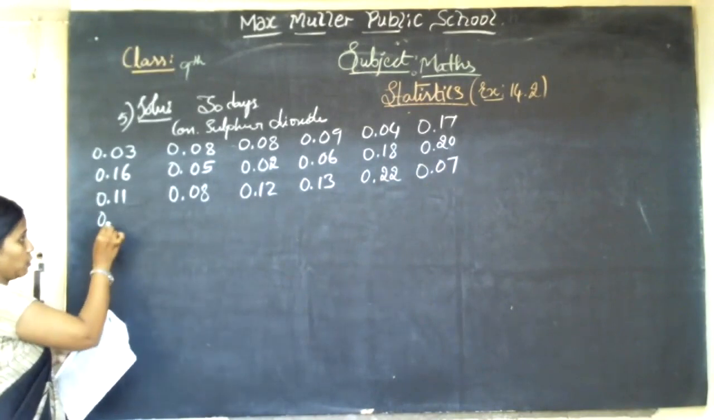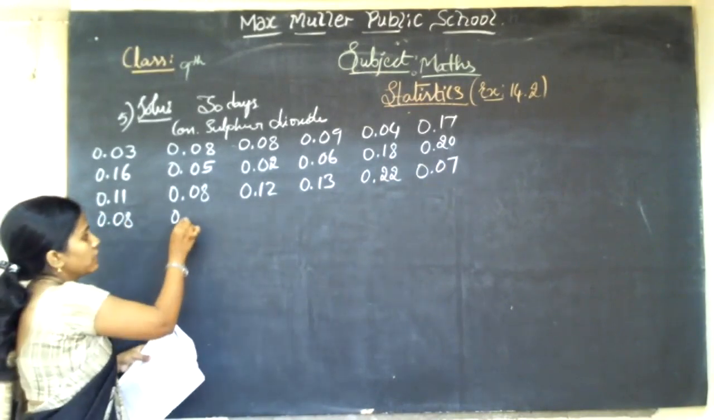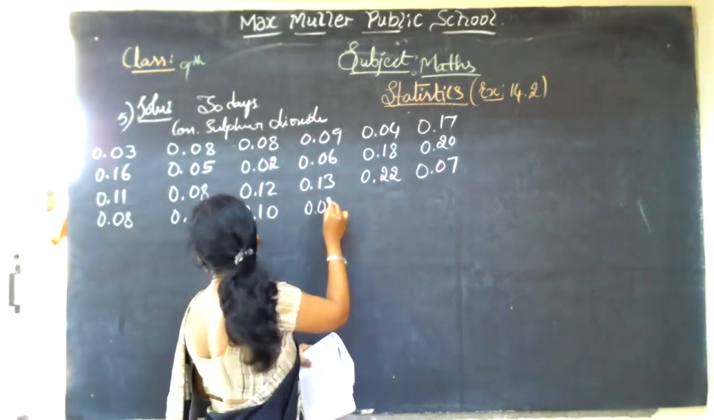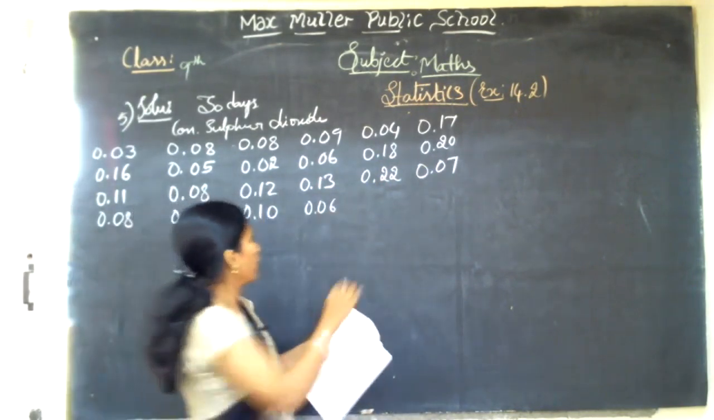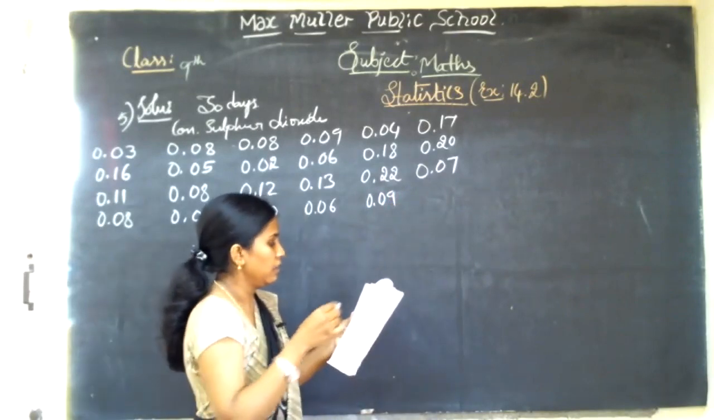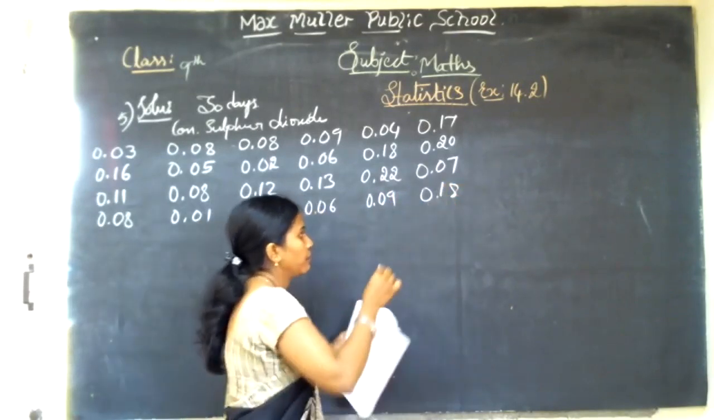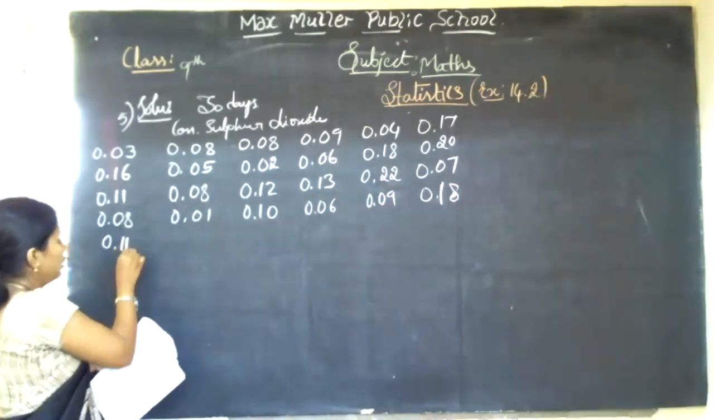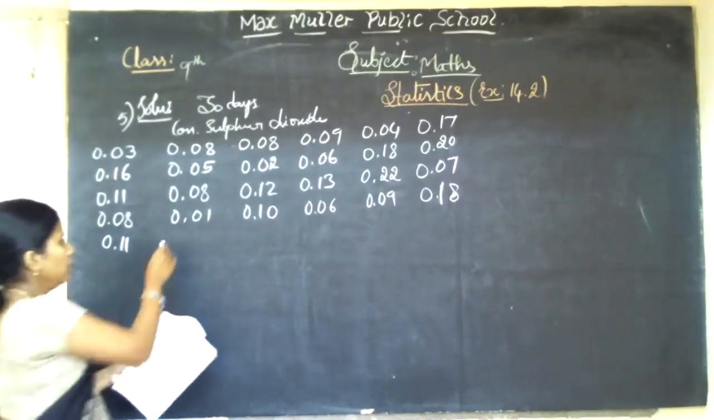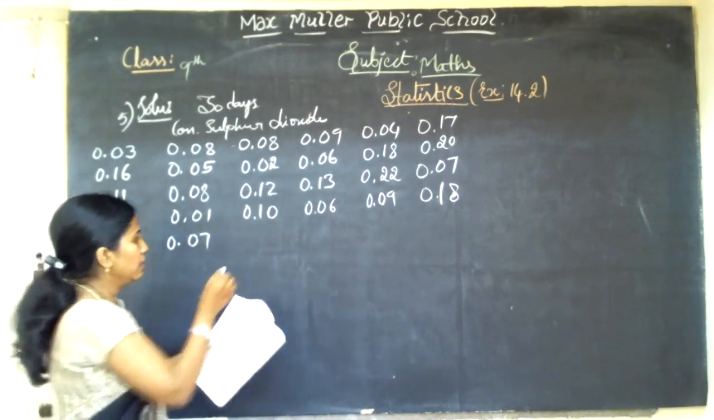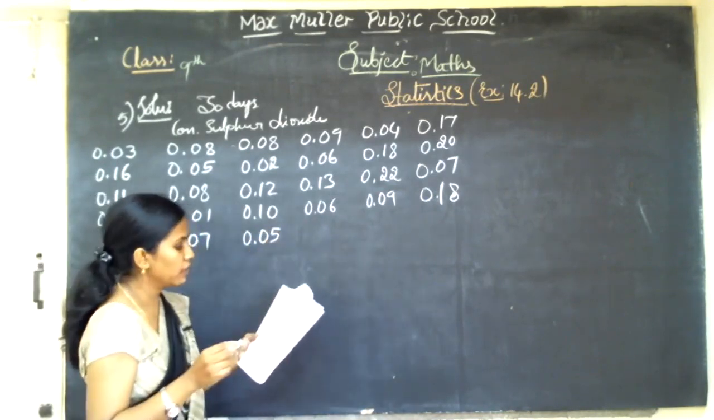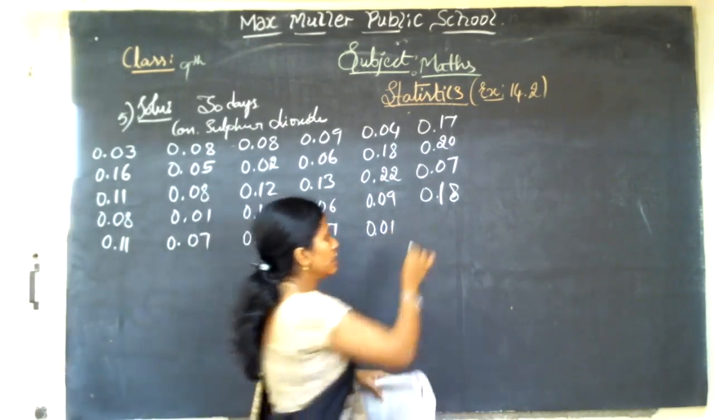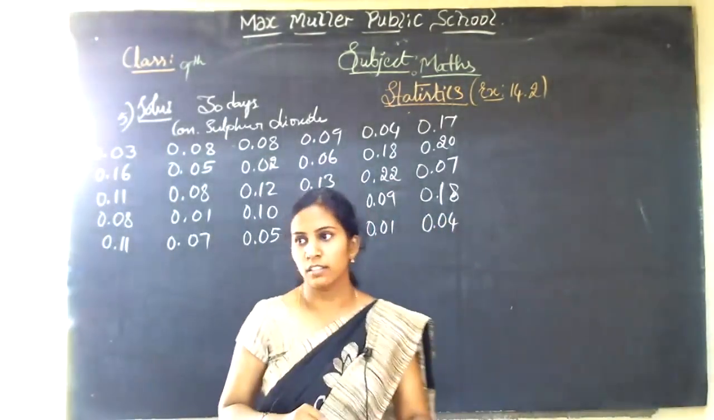For the next, fourth row, 0.08, 0.01, 0.10, 0.06, 0.09, 0.18. So 0.11, 0.07, 0.05, 0.07, 0.01, 0.04.